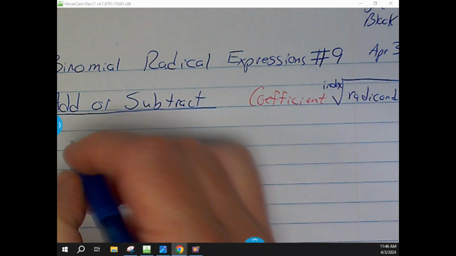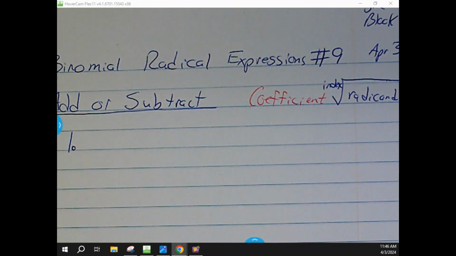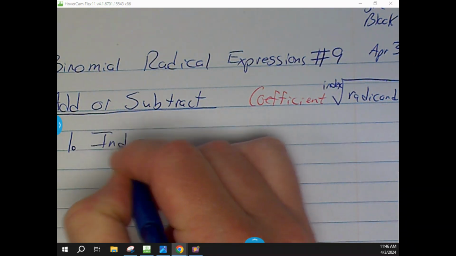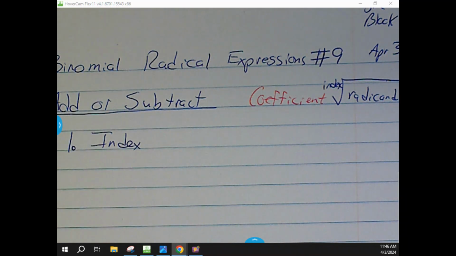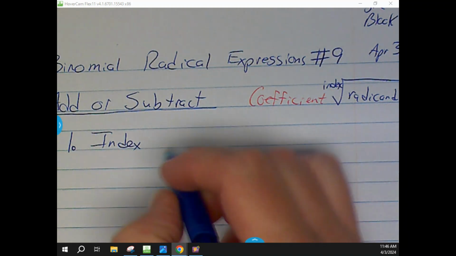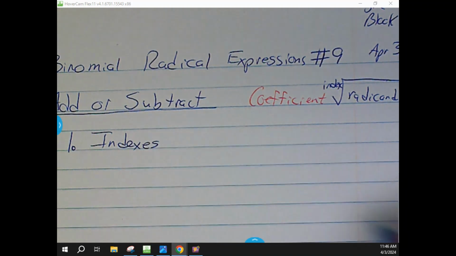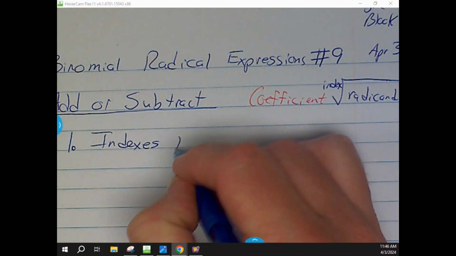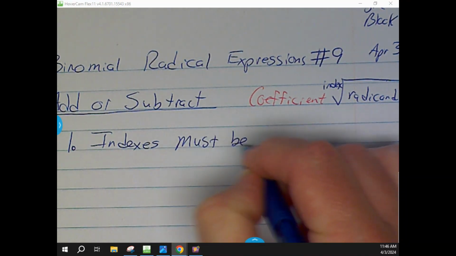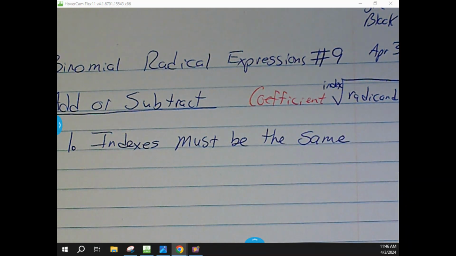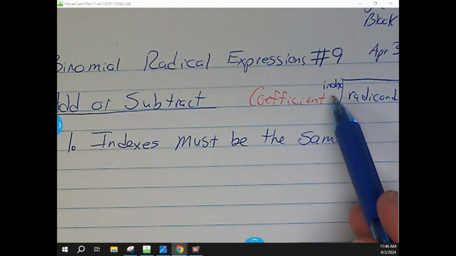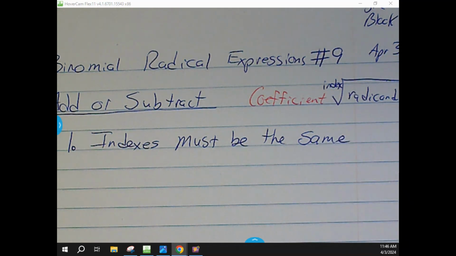Okay, very first thing we've got to have as we're going to add or subtract: the index has to be the same. So again, if we're talking about binomial, that means we're adding two things. Sometimes it may be trinomials, but the main thing is we're adding or subtracting more than one thing here. So the index or the indices, indexes, whatever you want to call it, they have to be the same. So if you got one that's a square root and one that's a third root, you can't do anything with it.